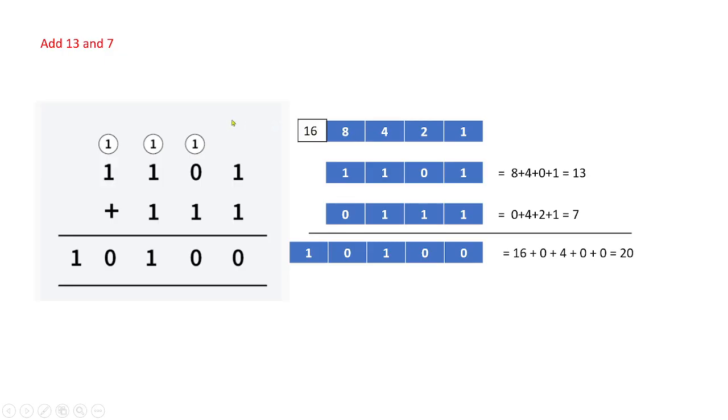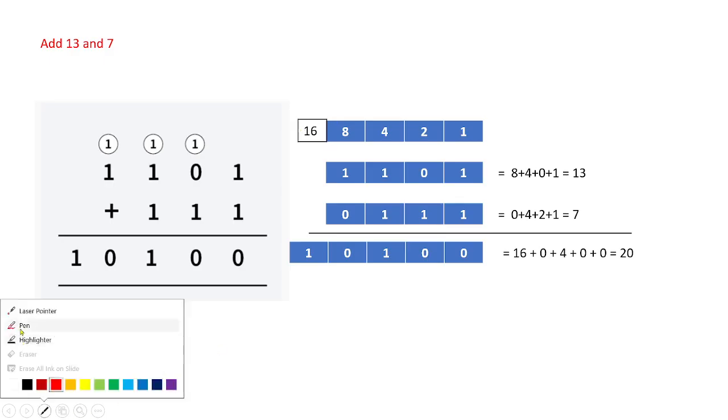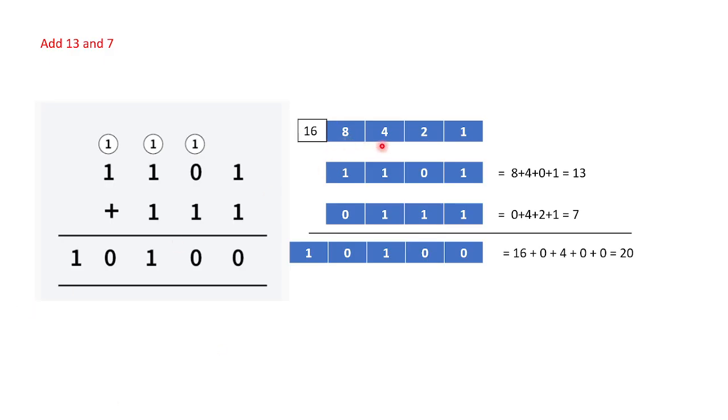Okay, after that I am trying to represent that 13. How am I representing it? At first, see the maximum number in that box. Let me take that pen, like a laser, just focus here. What is the maximum number lesser than 13? The maximum number lesser than 13 is 8. So under 8 just put 1. After that, how much is remaining?